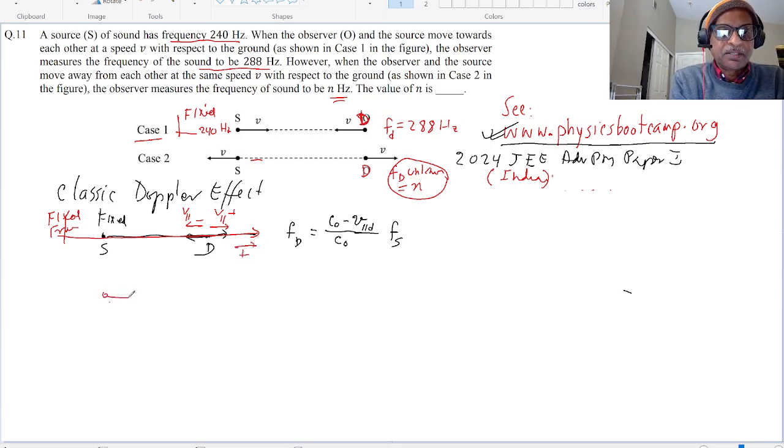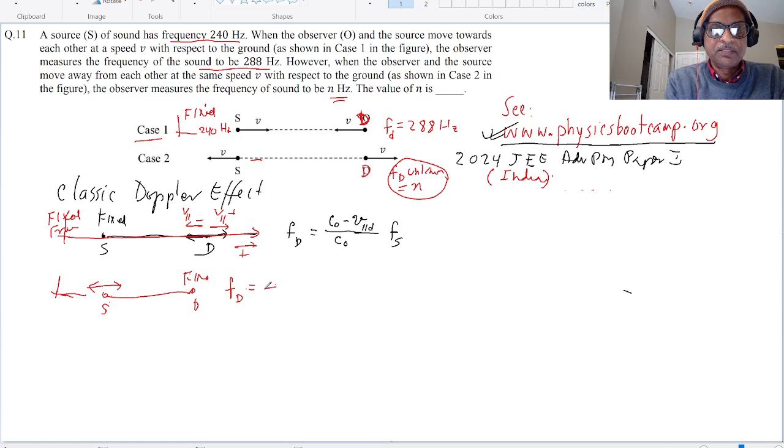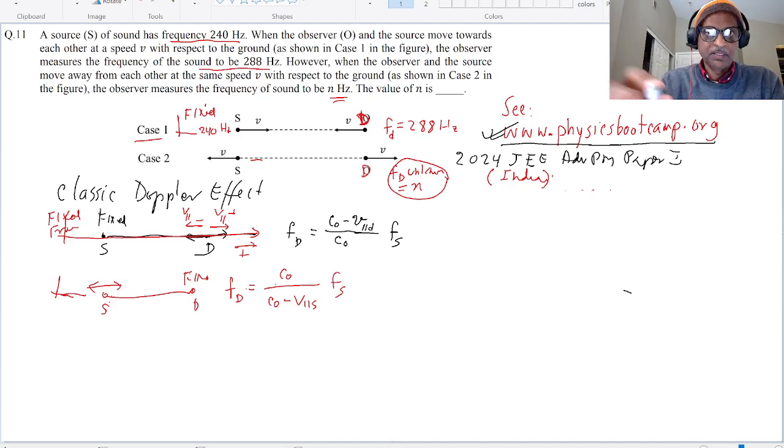How about if the detector is fixed, but you're moving the source this way, okay? Again, the frame is fixed. So the source is moving and emitting at F source. This time the FD will be just flipped over, so C0 will be here over C0 minus V parallel of the source. So these are the formulas that you may have to memorize to do it very efficiently.